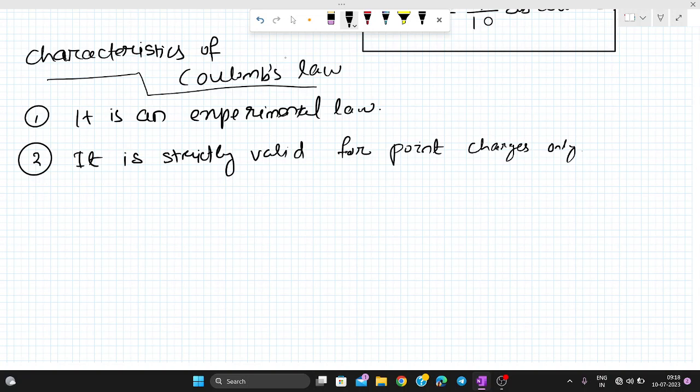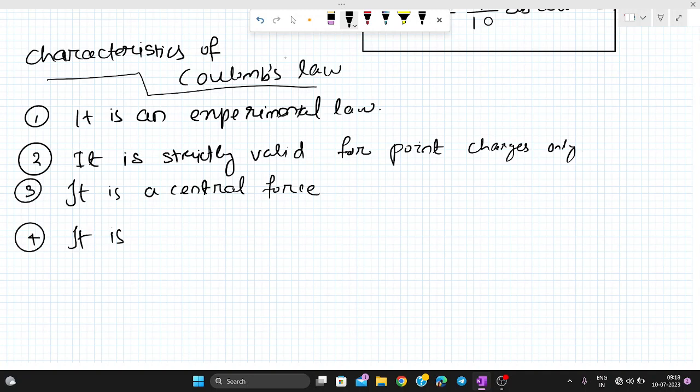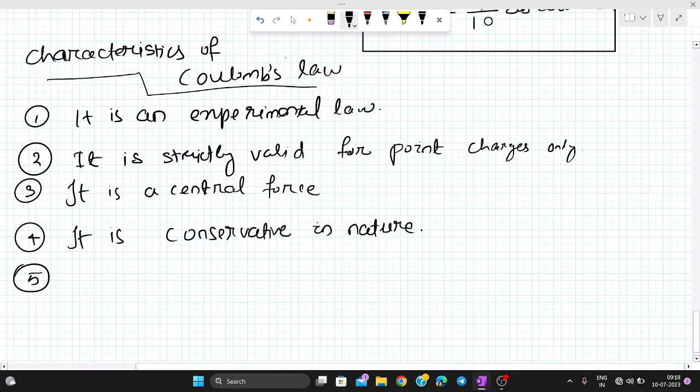Okay. And the third point is Coulomb's force is a central force. It is a central force. Fourth point, it is conservative in nature.